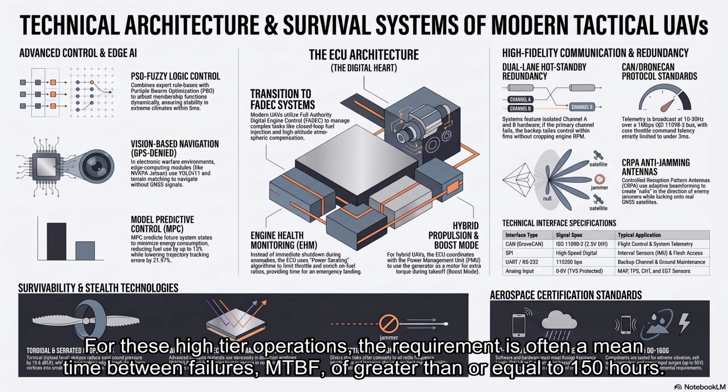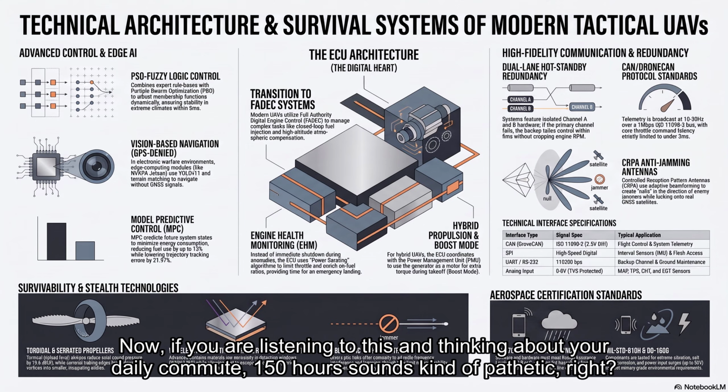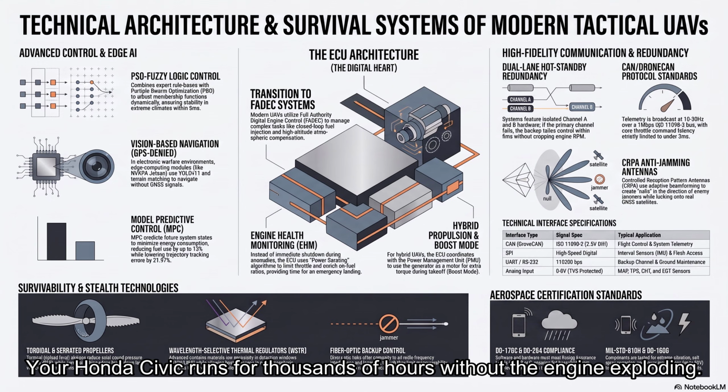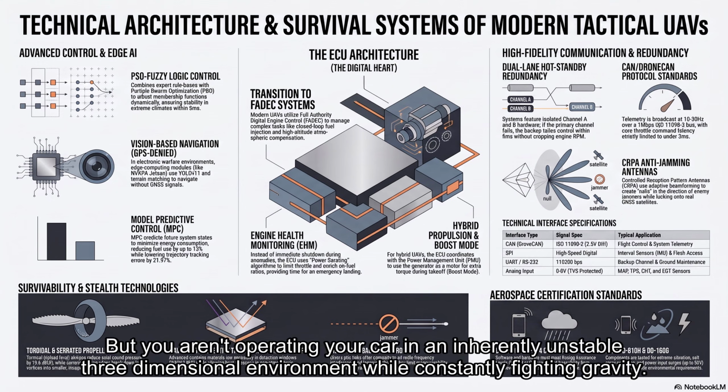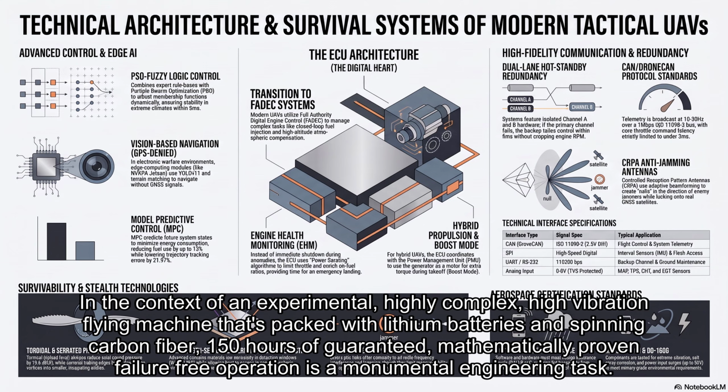Now, if you are listening to this and thinking about your daily commute, 150 hours sounds kind of pathetic, right? Your Honda Civic runs for thousands of hours without the engine exploding. Well, sure, but you aren't operating your car in an inherently unstable three-dimensional environment while constantly fighting gravity. In the context of an experimental, highly complex, high-vibration flying machine that's packed with lithium batteries and spinning carbon fiber, 150 hours of guaranteed, mathematically proven failure-free operation is a monumental engineering task.